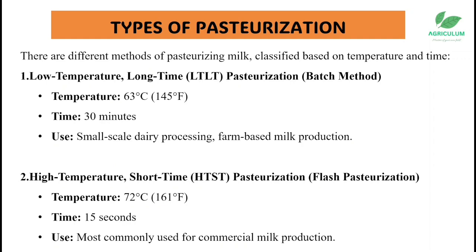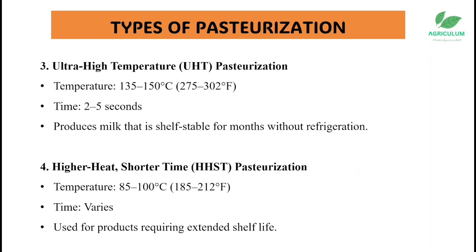Next up is ultra high temperature pasteurization. The temperature that is kept is 135 to 150 degrees Celsius and the time duration is just 2 to 5 seconds. What is the use? It is used to produce milk that has shelf life for months without refrigeration. So without refrigeration, the milk can be stored for months.